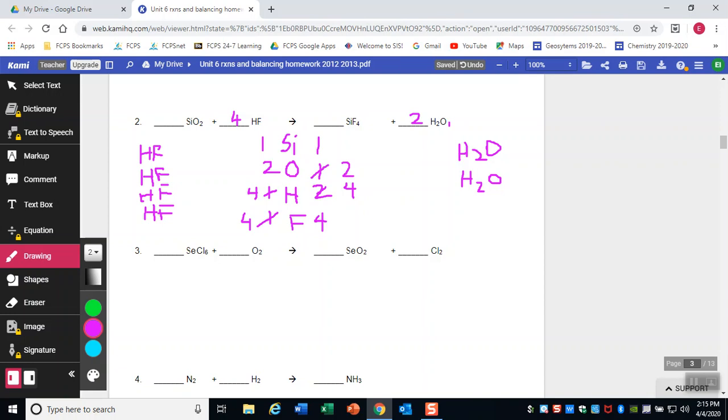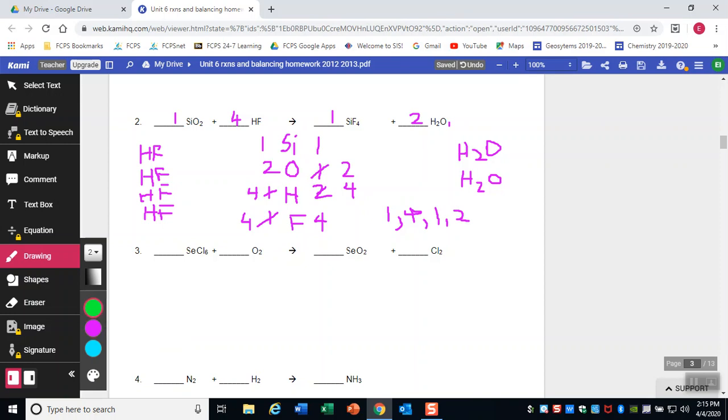And my silicon was already balanced 1 and 1. So 1 silicon and 1 silicon. All right. So that answer there would be 1. If I'm just looking at the coefficients, 1, 4, 1, 2. Okay, and then I forgot on the last one, I didn't do the check.